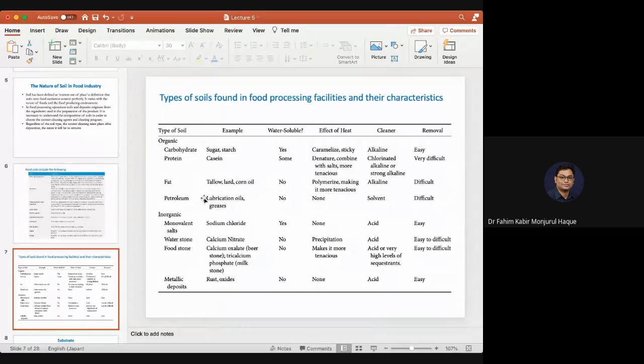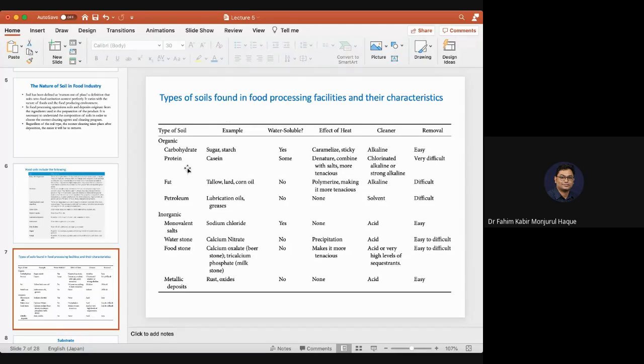Okay, it tells the composition of the soil and also their characteristics, like whether they're water soluble or not, and what kind of cleaning agent we use to clean those, and whether removing them is easy or difficult. So it's important to know what kind of soil we need to remove. For that, we should have a proper idea about the characteristics.